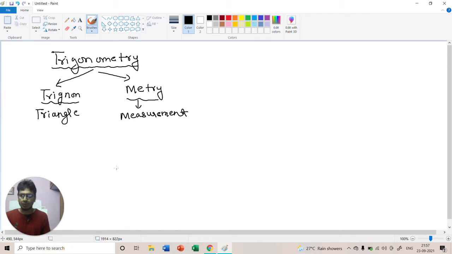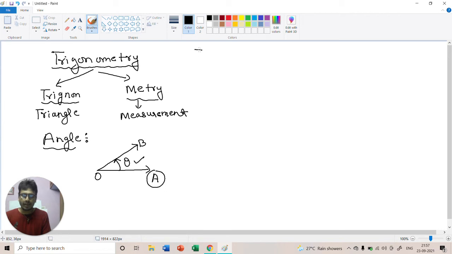Okay, so first of all, what is an angle? Angle is actually, take a ray, suppose this is our ray OA. I rotate the end point A in such a way. So this is called what? This is called an angle, and let us call it theta. Okay, now in this chapter, the first topic is trigonometric ratios.